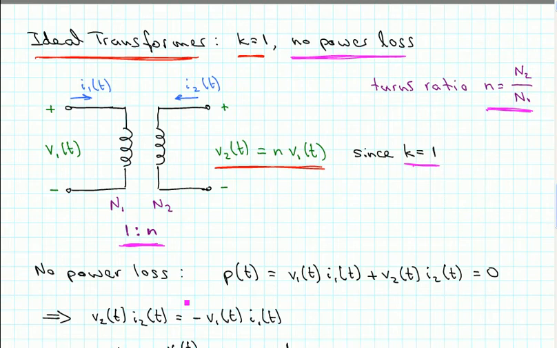Then the no power loss, that means that the way it is labeled here, we have passive sign convention from both sides. So V1 of t times I1 of t is the power that comes in from the left side. V2 of t times I2 of t is the power that comes in from the right side. And if there is no loss, then the sum of those powers has to be equal to 0. So that is shown here.